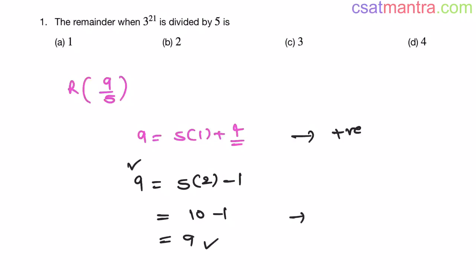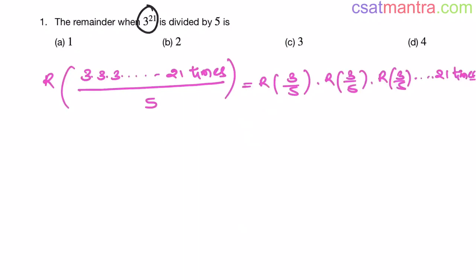So here minus 1 is the remainder. It is negative remainder, my friends. So this and this both are possible remainders, my friends. Mathematically correct. This is positive remainder. This is negative remainder. What is 9 by 5? Okay, 3 square by 5, right?